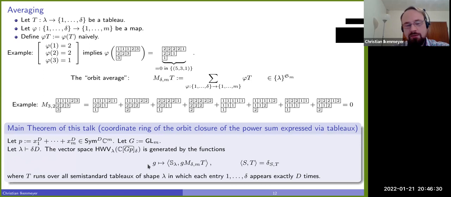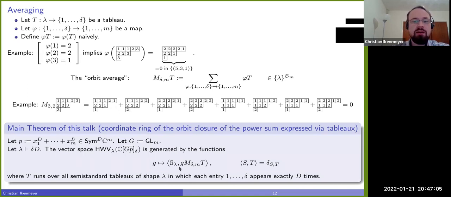You take a group element and you map it to an inner product of the super standard tableau and this vector here, which is you take your tableau T. So T should be any semi-standard tableau of shape lambda. So you fix a semi-standard tableau of shape lambda. You have entries 1 up to delta, and every entry appears exactly capital D times. And you apply M delta M on it, right? It's exactly like this. You take a tableau, you apply it, you get this large sum.